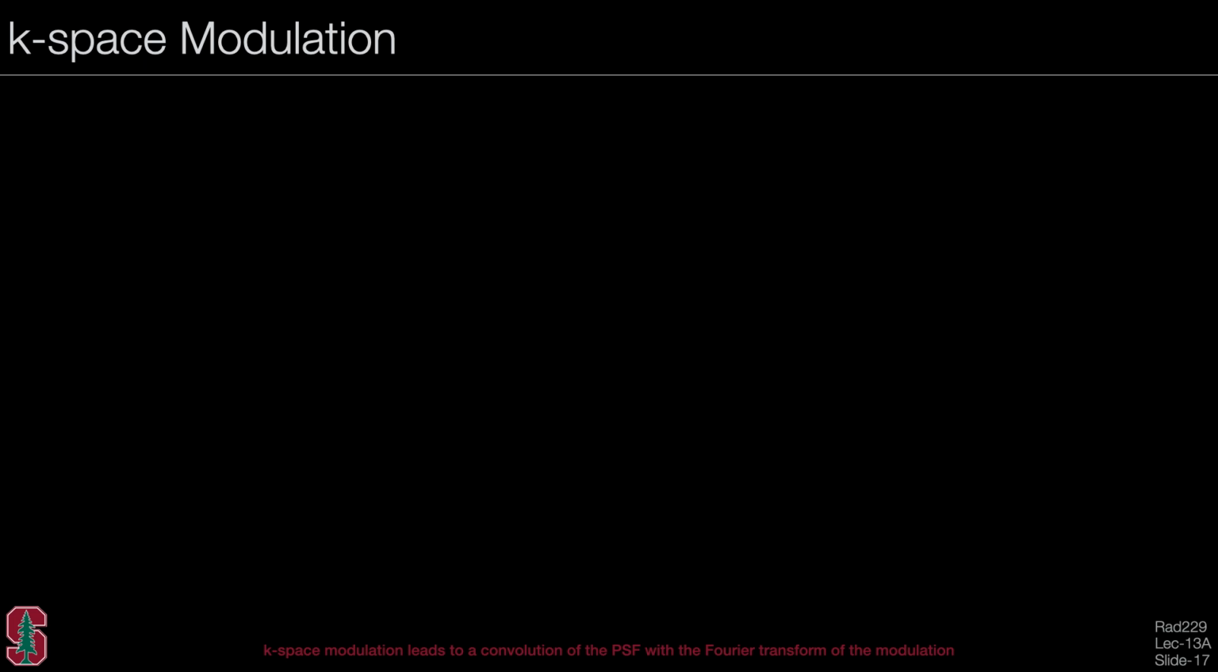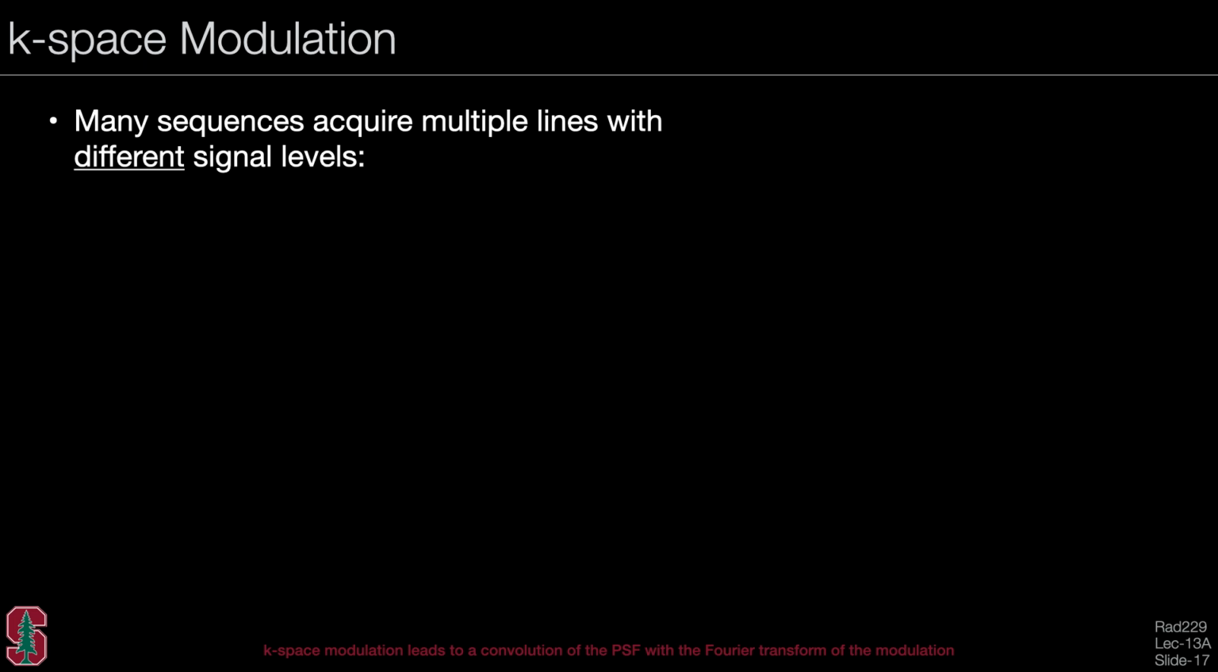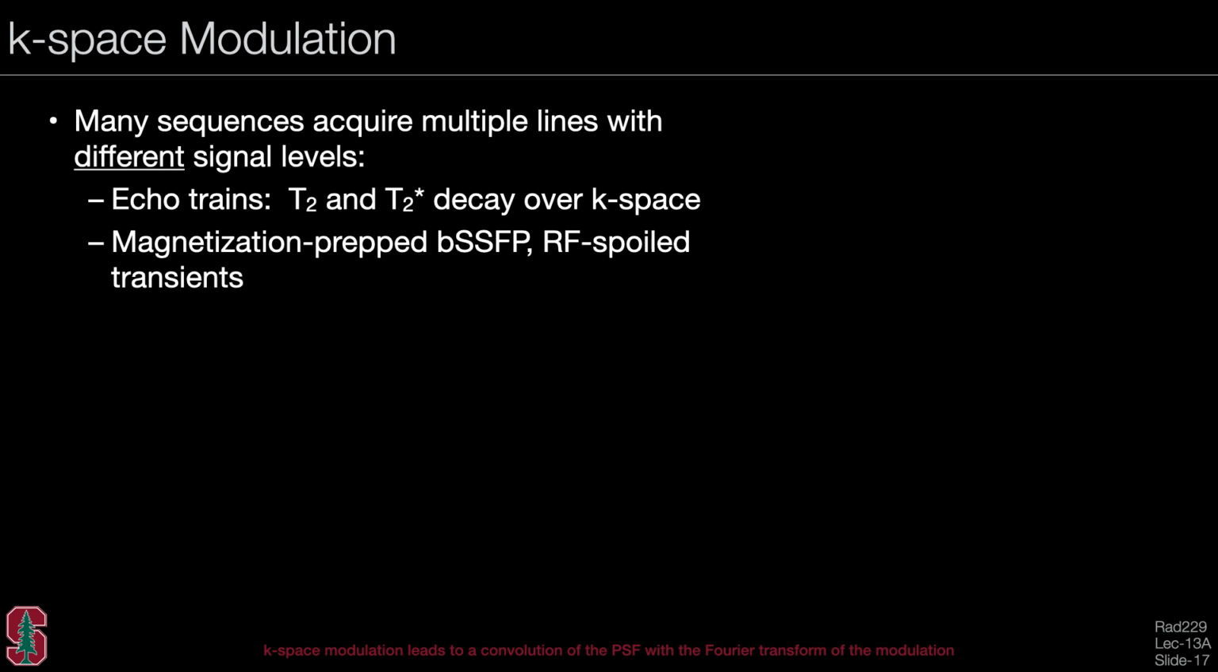So let's look now at k-space modulation. Many sequences acquire multiple lines where there are different signal levels at different k-space locations. So here are some examples. We have echo train sequences where T2 or T2 star decay over k-space can change the signal level. We can have magnetization prepared sequences where there are basically transients or changing signal while we're acquiring different lines. We can have EPI or spiral where we have off resonance, and off resonance is changing the phase as a function of k-space location.